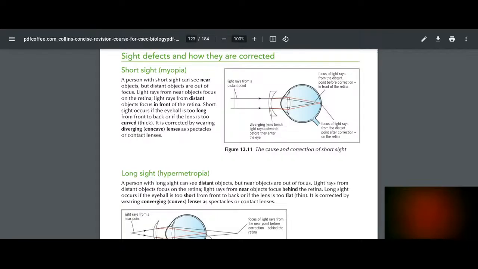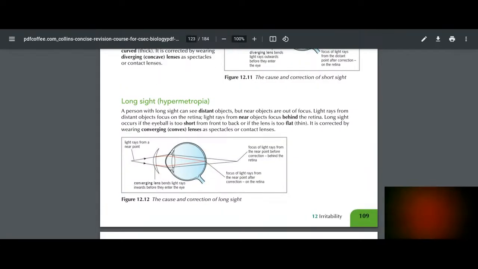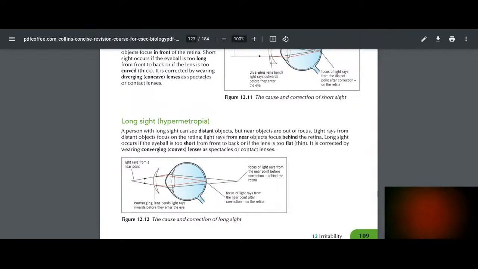Then the next thing you have is long sight, which is also known as hypermetropia. A person with long sight can see distant objects, but near objects are out of focus. They can see far objects, but they can't see near objects. It means that their eyeball is too short and their lens is too flat. Just like in short-sightedness the lens is curved and thick, in farsightedness the lens is flat and thin. It can be corrected by converging convex lenses as spectacles or contact lenses.